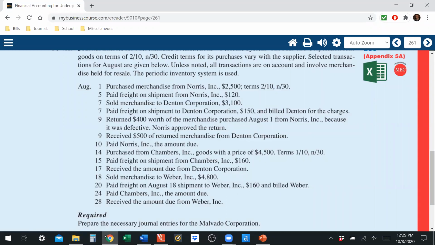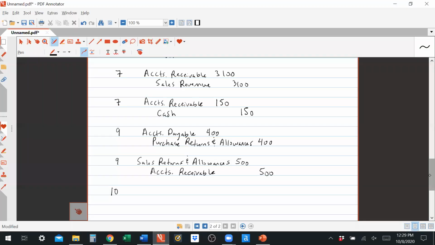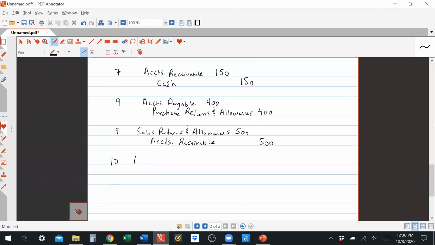Yes. You just take 10 minus 1, and if it's greater than 10, then it's not. If it's less than or equal to 10, it is. So 10 minus 1 is 9. Yes. So we're going to get a 2% discount. So we owe them $2,100, and we're paying off our account. So we're going to debit accounts payable, $2,100.